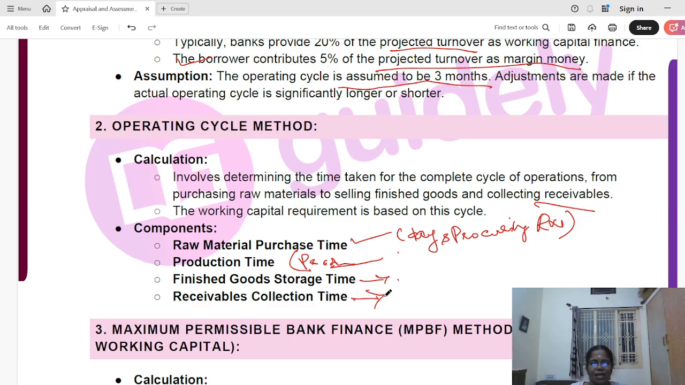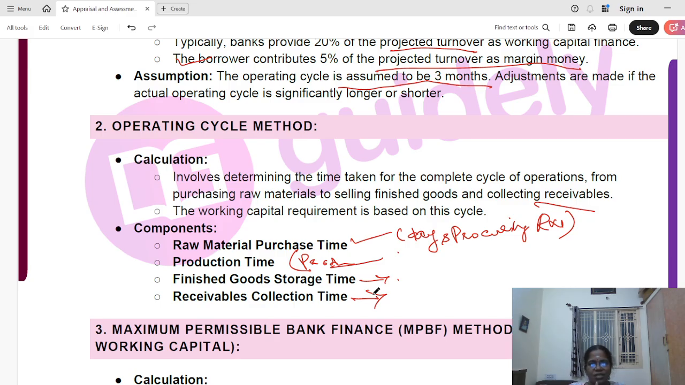Then how many days they can receive the receivable. Collection time: the raw material is converted through work in progress into finished goods, the finished goods go to the store, and from the store it crosses the supply chain and goes to the consumer's hands. So what is their collection time, what is the period? So starting this process, within how many days can they get the amount, the repayment of the amount.